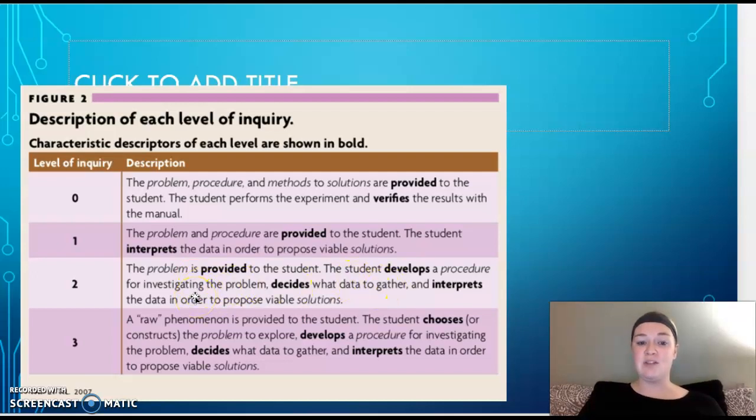I would have had to develop a procedure for investigating the problem if I hadn't watched the videos of other students creating the stackable filter. But either way, we decided what data to gather and interpreted the data. For sure, we were the ones interpreting that data. So all in all, I do think that this activity could fall on various levels of inquiry depending on how you approach it, how you question, and how you guide the instruction.